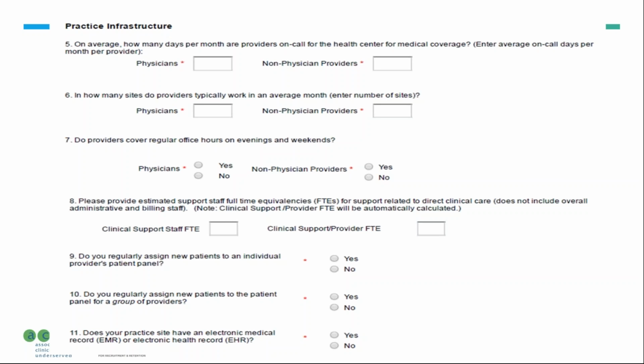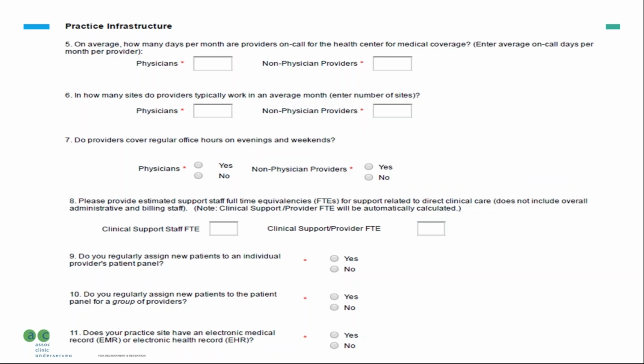And then do they cover regular office hours for evenings and weekends? This one could be a positive and a negative. It could mean that you're giving them flexible hours, but it could also mean that it's a strain on providers to have those extended hours. So just something that's a good data point to have.